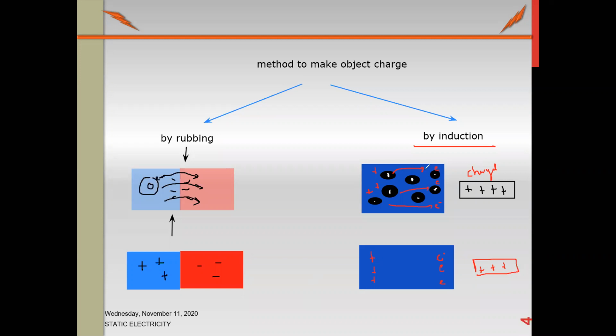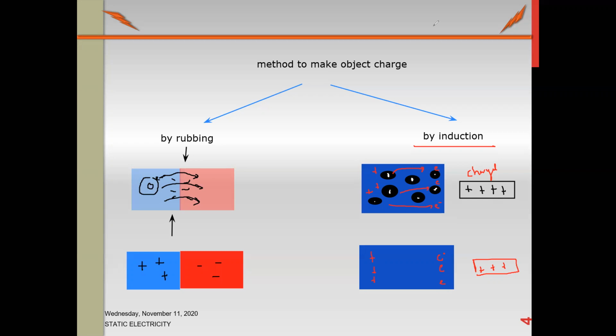If you place a negative charge rod, then the opposite will happen: the electrons are repelled. This can be done with a negative charge rod. Electrons will be repelled and positive ions will be attracted. I will explain both processes in detail now, but this is the first thing. I will give you an introduction to charging by rubbing and charging by induction.